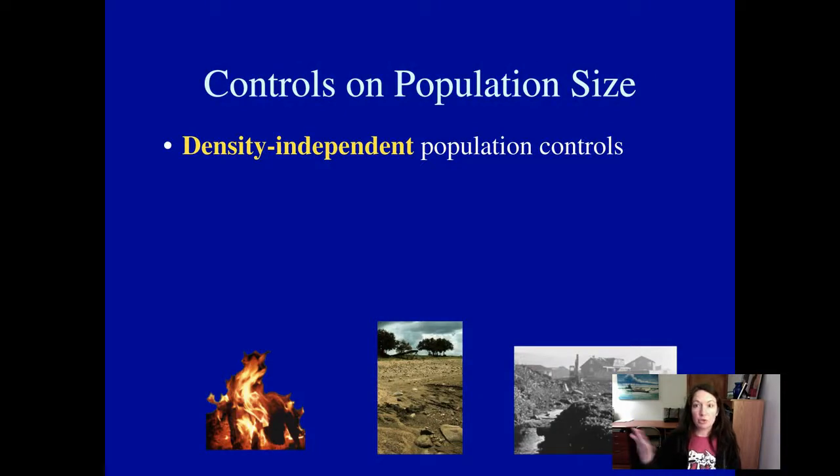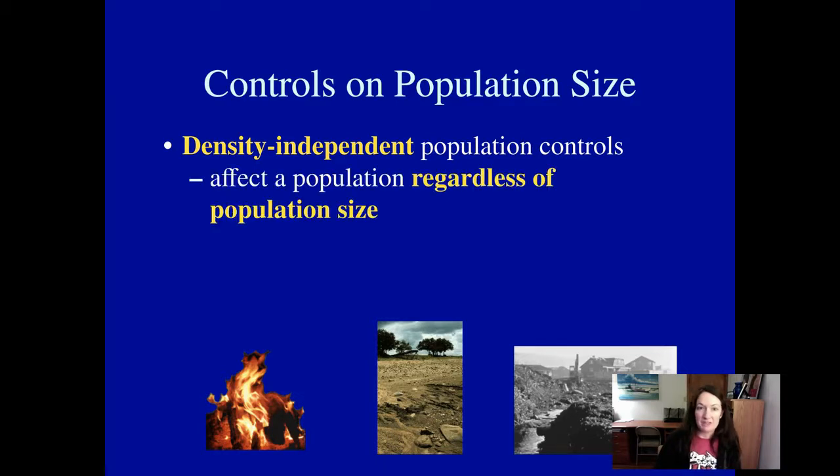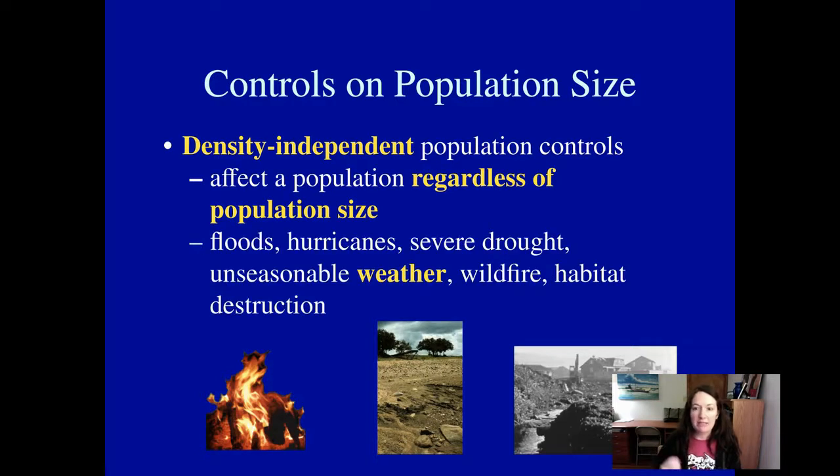There are different controls on a population size. These are things that keep the population from growing too big. Again, this can also be related back to the idea of limiting factors. So there are density independent population controls or limiting factors that limit the population size, and they affect a population regardless of the size of the population. These are things like fires or weather, climate, wildfires that will kill a certain number in the population, no matter how big the population is.